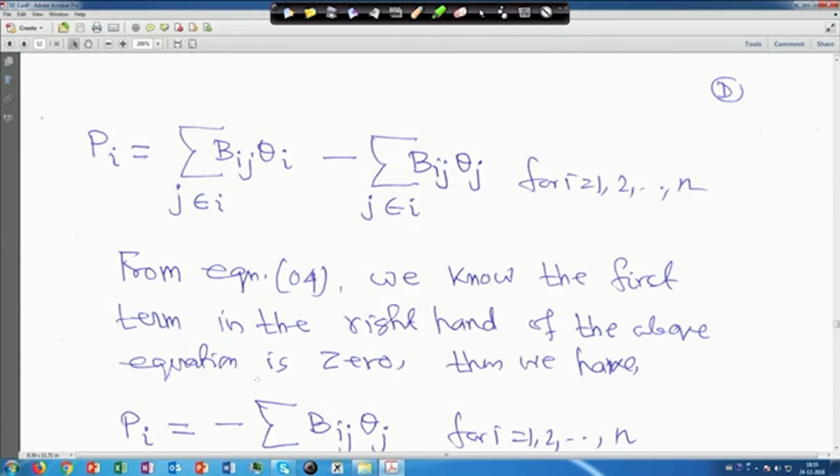So, the first term in the right hand side of the above equation is 0. A question to you: why is it 0?